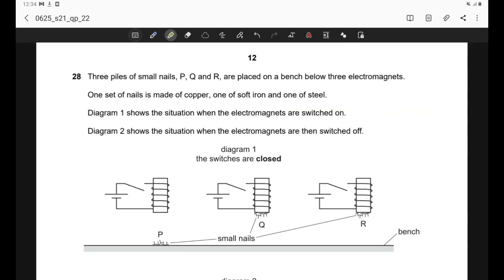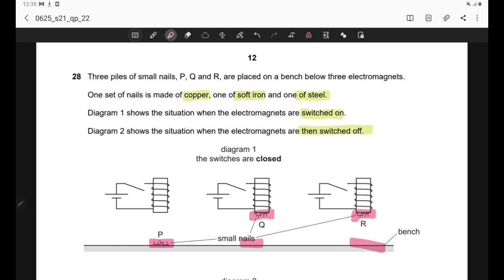Question 28. Three pails of small nails P, Q and R are placed on a bench below three electromagnets. One set of nails is made of copper, one of soft iron and one of steel. Diagram 1 shows the situation when the electromagnets are switched on. Diagram 2 shows the situation when the electromagnets are then switched off. So three pails of small nails are available, P, Q and R. Initially, all of them were on the bench.